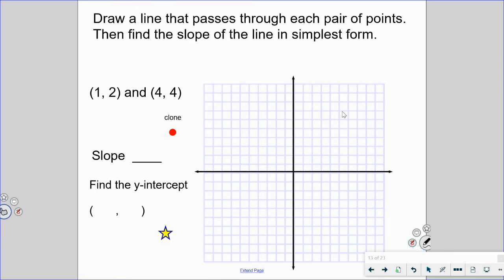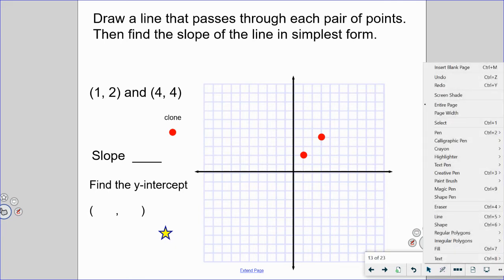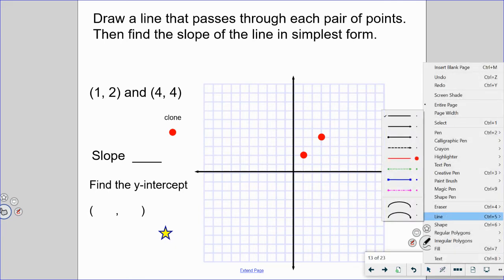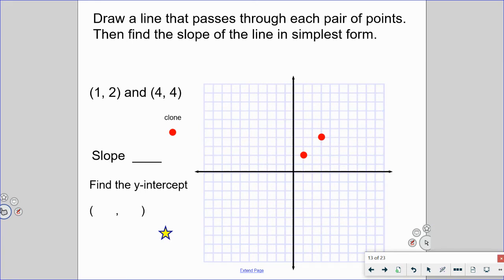Let's go. 1 to the right, positive 1, 2 up, positive 2. How about 4, 4? Positive 4 to the right, positive 4 up. Let's go ahead and draw this line, shall we? Best that I can all the way through the graph with the arrowheads. Now let's calculate the slope, shall we? Calculating a rise of up 2 and a run of to the right 2.